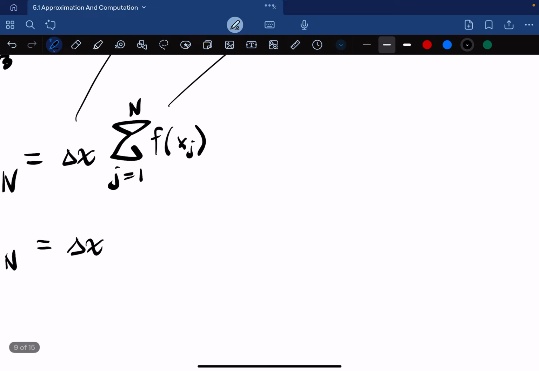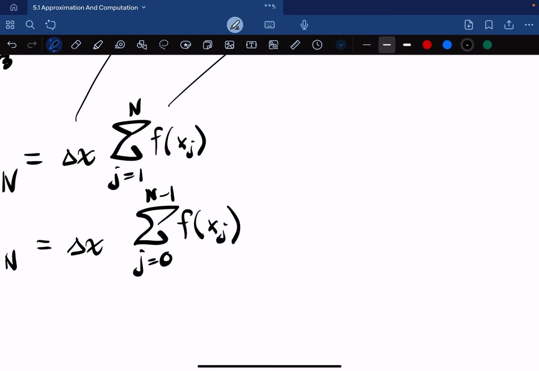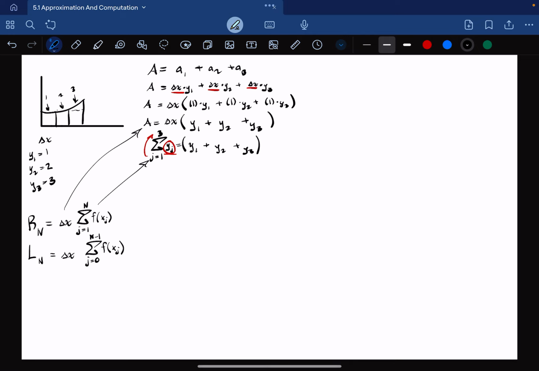The same thing is done for Ln, but the lengths that are added up start from j equals 0, our start point, and go all the way until n minus 1. So that is 1 point away from the end point of the total interval, 1 point away from b. But other than that, everything else stays the same.